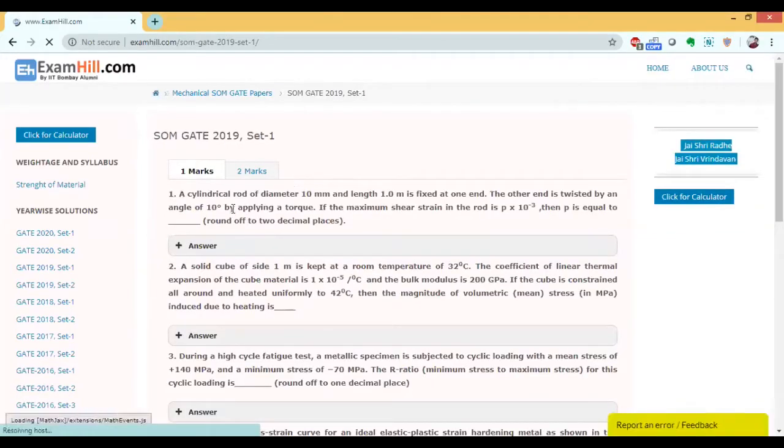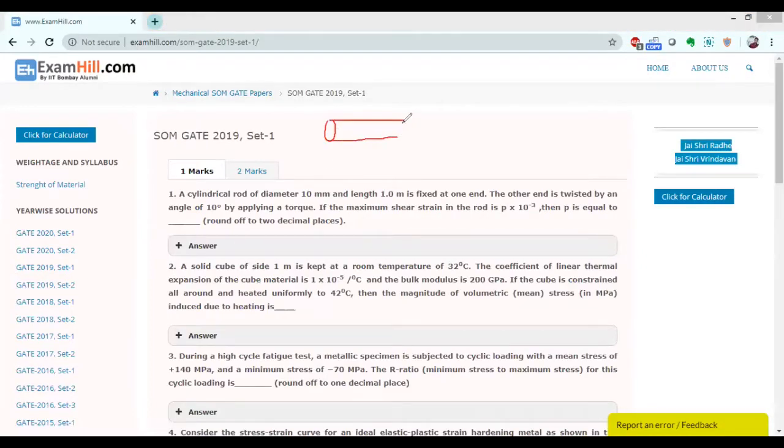Okay. So this is also again a 1 mark question. If you read the question, a cylindrical rod of diameter 10 mm and length 1 meter is fixed at one end. So one by one, slowly, we will go ahead. It's given that a cylindrical rod. Suppose the cylindrical rod is like this.